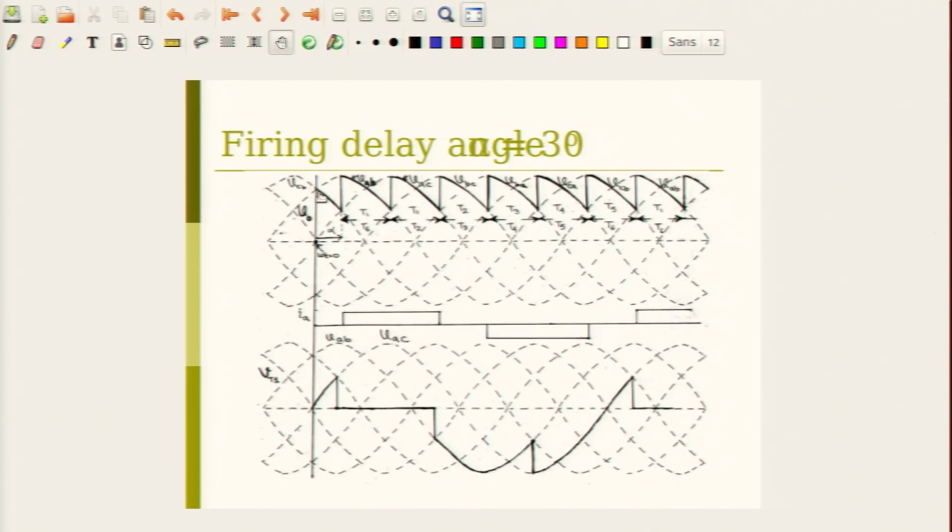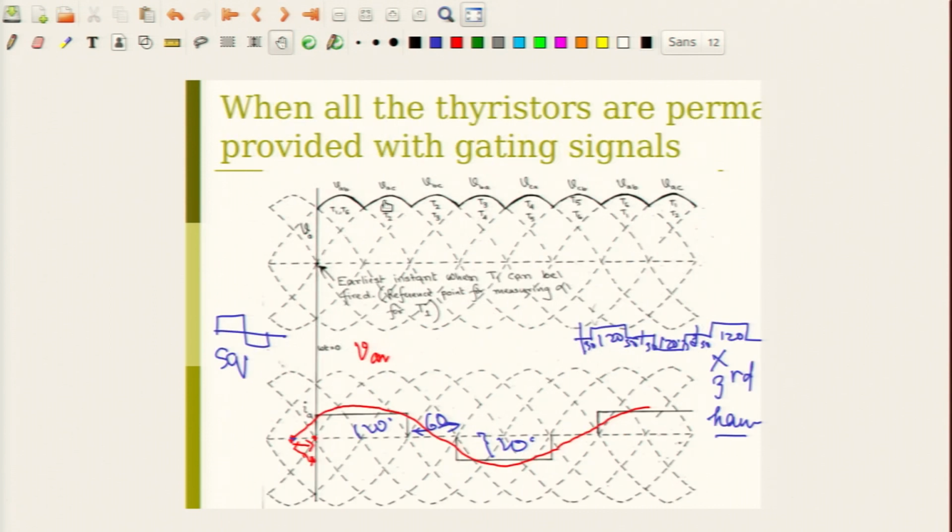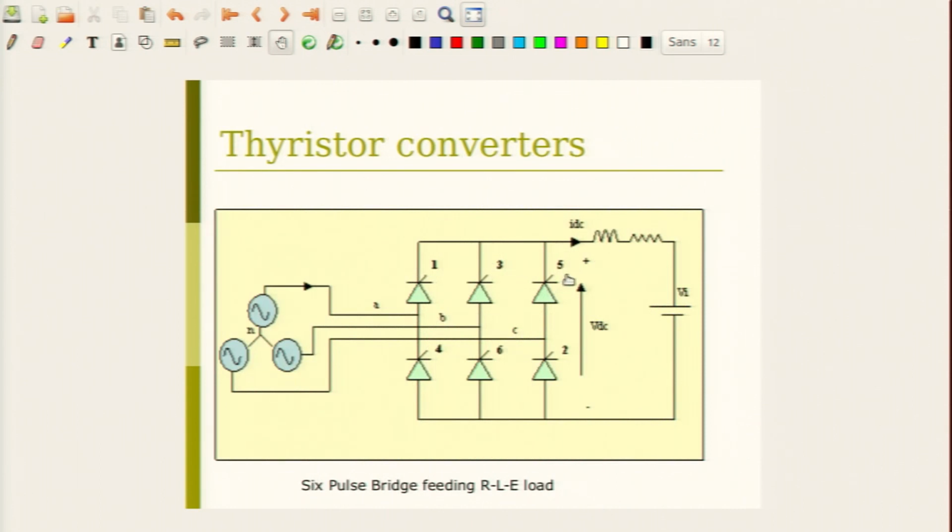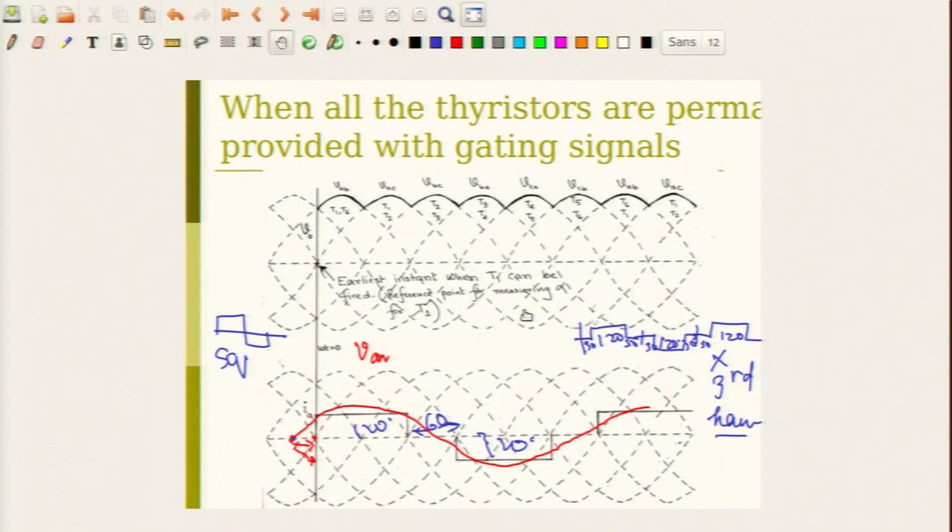So, this thyristor continues to conduct till this point where T1 is switched on. So, T1 takes over from the earlier thyristor, which is T5. So, what happens is this is conducting and then this takes over, because this gets forward biased, and as soon as you switch this on, this will get reverse biased. So, that is the basic idea.